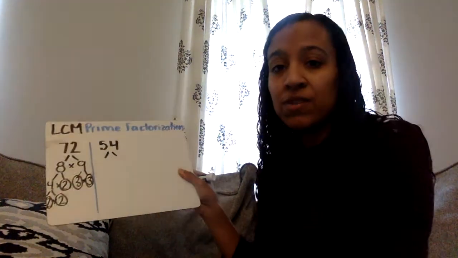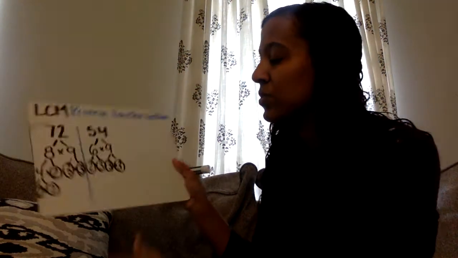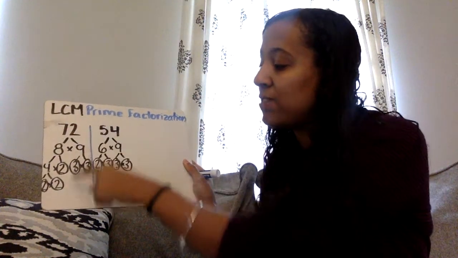So we're going to do the same thing now for 54. I know that 6 times 9 is 54, two factors. I'm going to keep factoring until I have all prime factors. 6 is 2 times 3, and 9 is 3 times 3. And so I've got all prime factors. So step 1, find the prime factorization of both of our numbers.